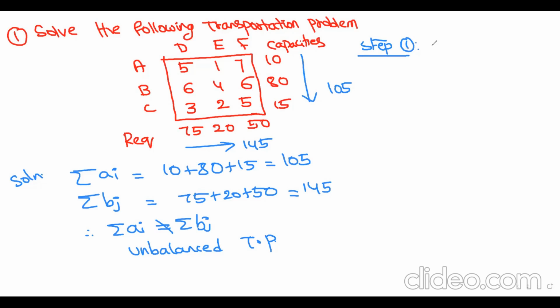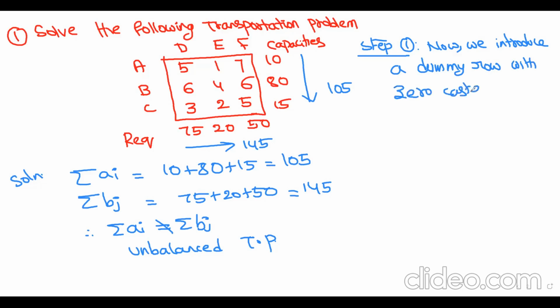Now we introduce a dummy row with zero costs and a capacity equal to the difference, 145 minus 105, which is 40.